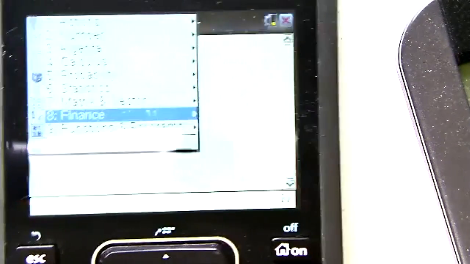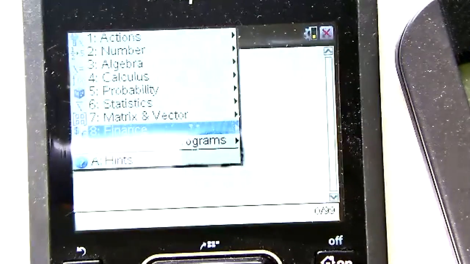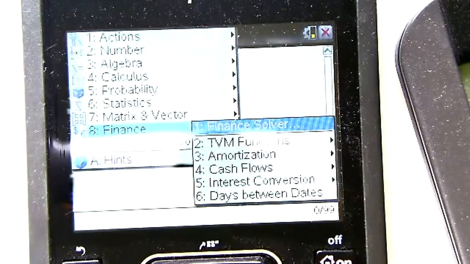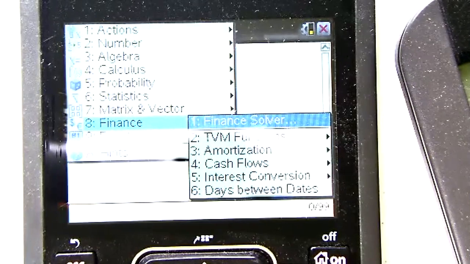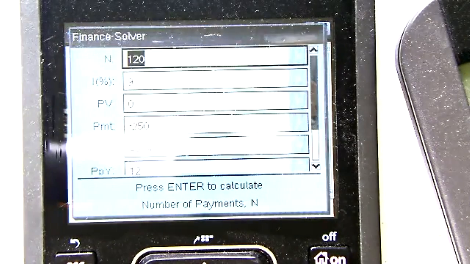We're going to the finance calculator, and you can see that it's got a lot of different things on there. It's got the TVM functions, amortization, cash flow, interest conversion, days between dates. We're not going to worry about any of that. We're going to go straight to the finance solver, which is number 1, which has all those inputs that I was just describing to you. And that glare is really obnoxious. I'm sorry about that.